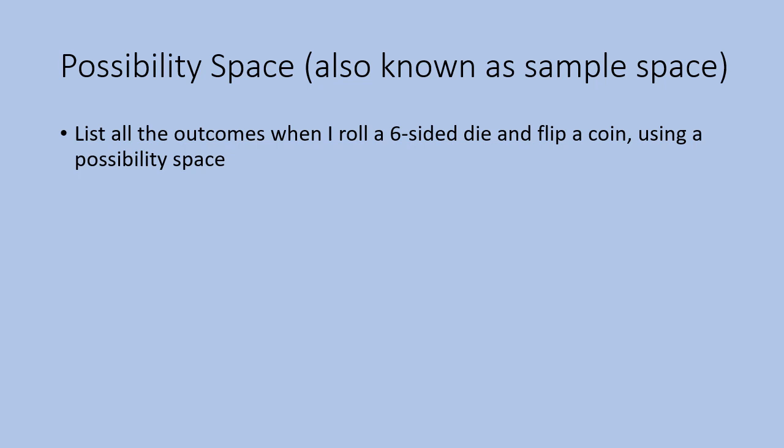This question asks us to list all the possible outcomes when I roll a six-sided die and flip a coin using a possibility space. Now, a possibility space is basically a table that is going to allow us to consider all of the possible outcomes. So we need a table. I'm going to start like this. Let's put our coin up here. So what are the possible outcomes? So we've got head or tails. And that's it for the coin.